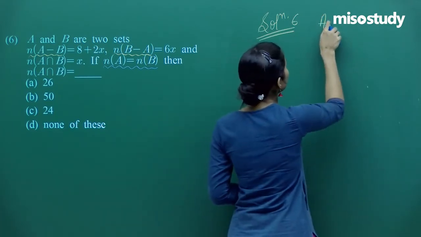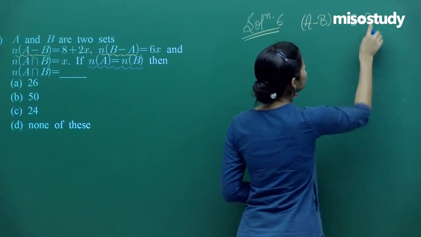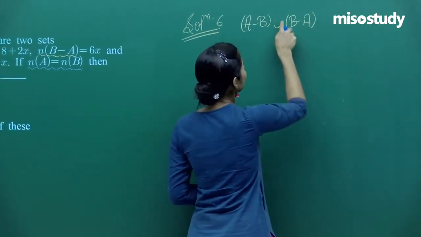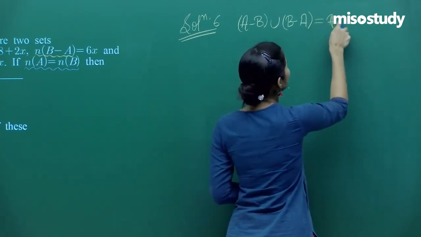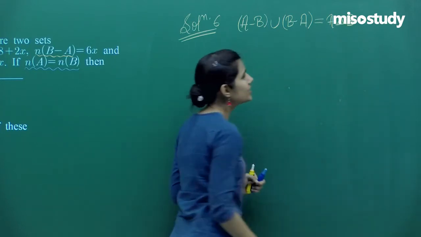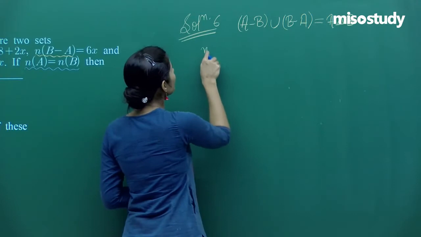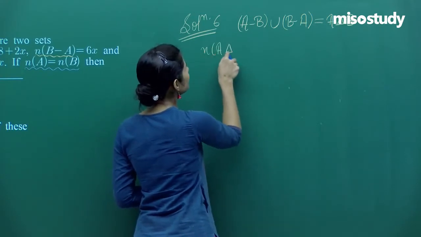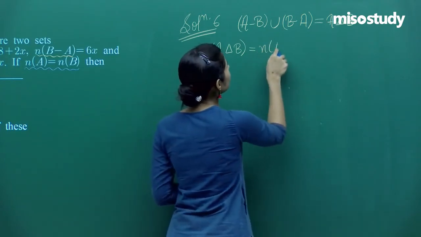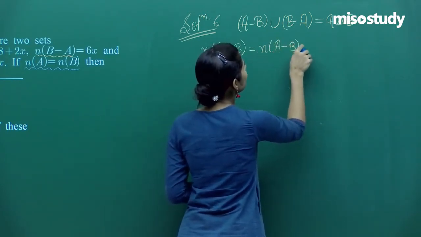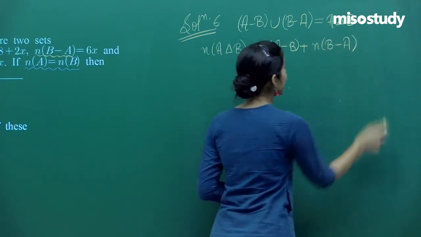With the help of A minus B and B minus A, if I take their union, what I obtain is the symmetric difference of the sets A and B. And therefore, the number of members in the symmetric difference of A and B is equal to the number of members in A minus B plus the number of members in B minus A.